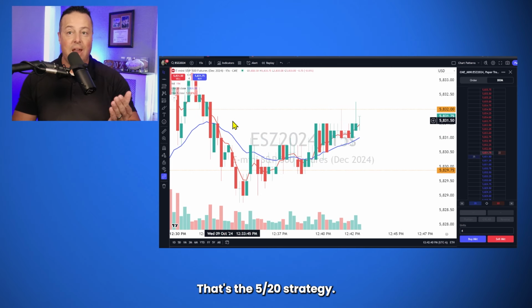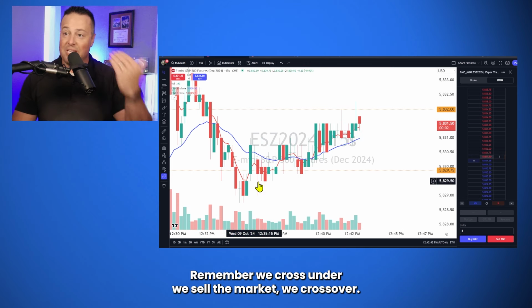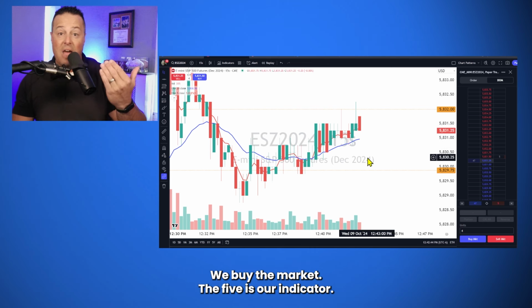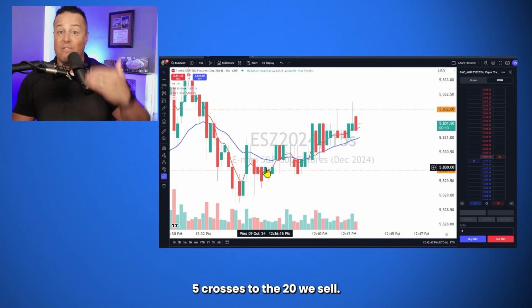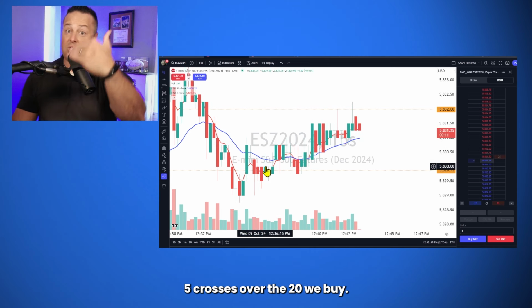That's the 520 strategy. Remember, we cross under, we sell the market. We cross over, we buy the market. The 5 is our indicator. 5 crosses under the 20, we sell. 5 crosses over the 20, we buy.